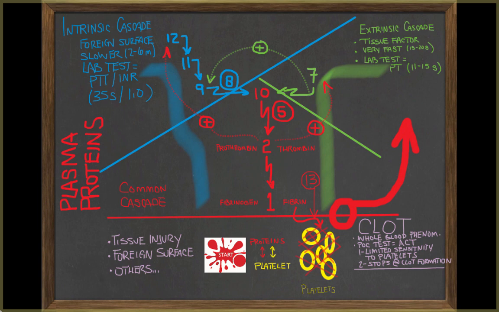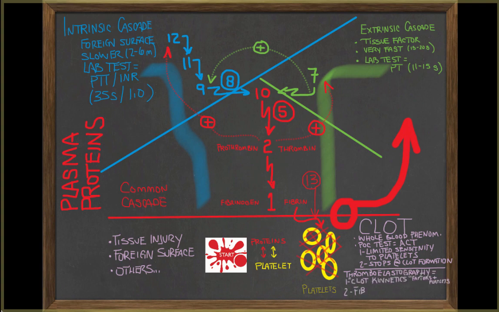Now that test has its own limitations. It has limited sensitivity to platelets. Oftentimes the ACT test will tell you that a clot has formed, even if you have very poor platelet function. Additionally, ACTs stop at the formation of a clot, so no information is provided about the long-term life of that clot. These limitations can be overcome with thromboelastography, and there are several machines that will provide that.